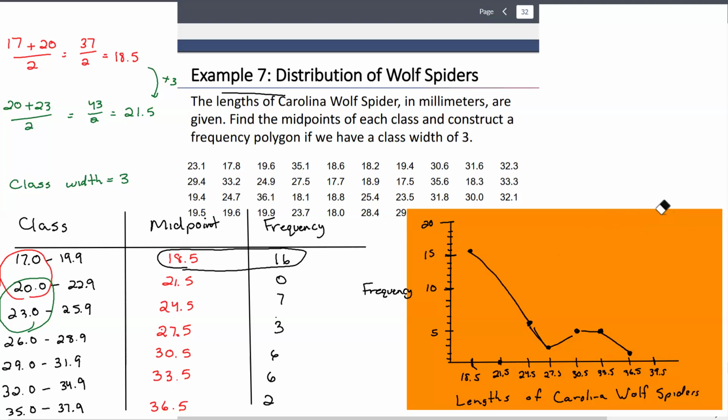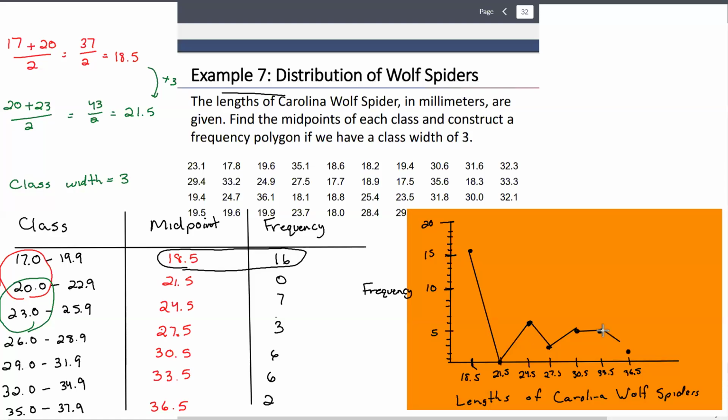Oh, I missed a point in here. Let me go back. I forgot we had that point down here, so let me graph that one more time. So we'd go to here, to here. I didn't see it for some reason. There we go. And then our last point was here.